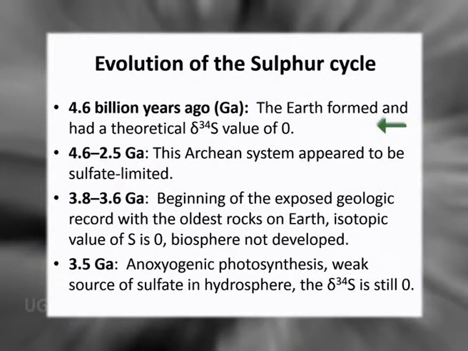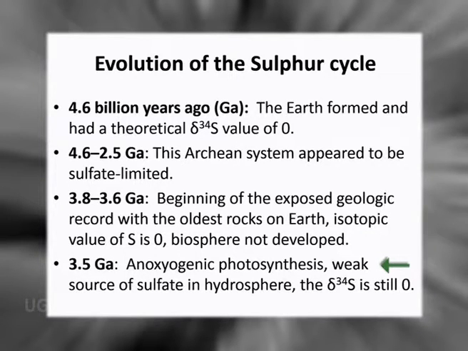Now, let us consider how the sulfur cycle has evolved with the evolution of Earth. The existence of Earth, you know, is around 4.6 billion years. At that time, there was no S34. Then, between 4.6 to 2.5 billion years ago, the Archean system evolved. Between 3.8 to 3.6, there was the actual exposure of the geologic record where the strata is formed, and also this particular isotopic value was 0.